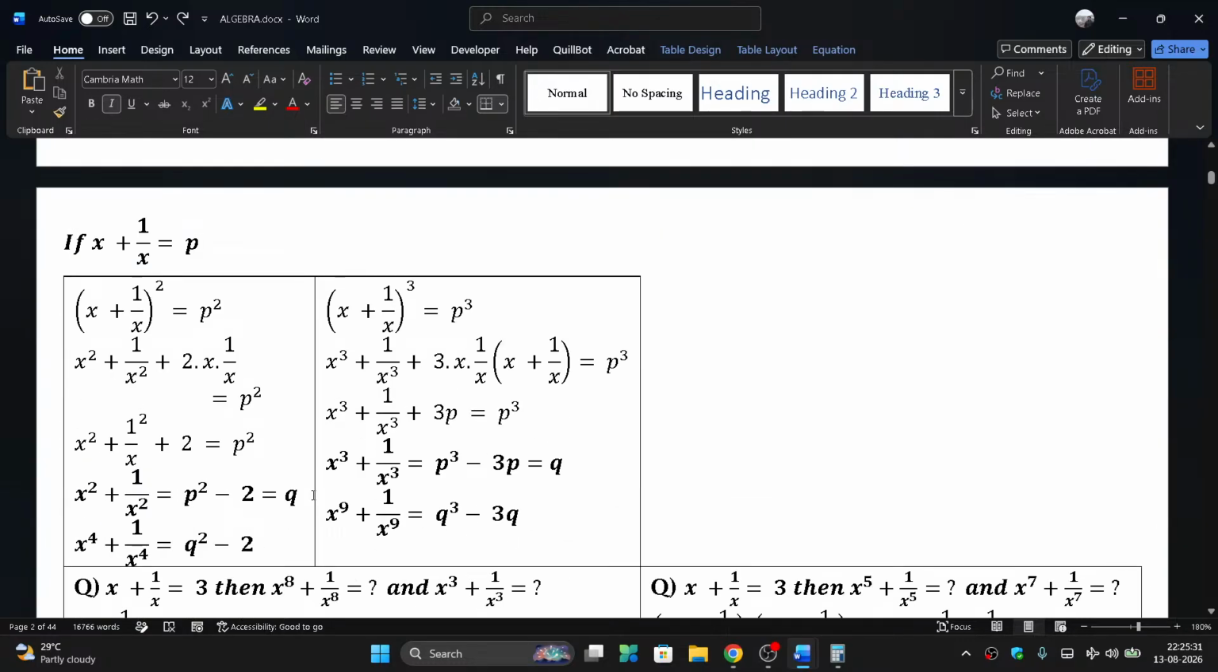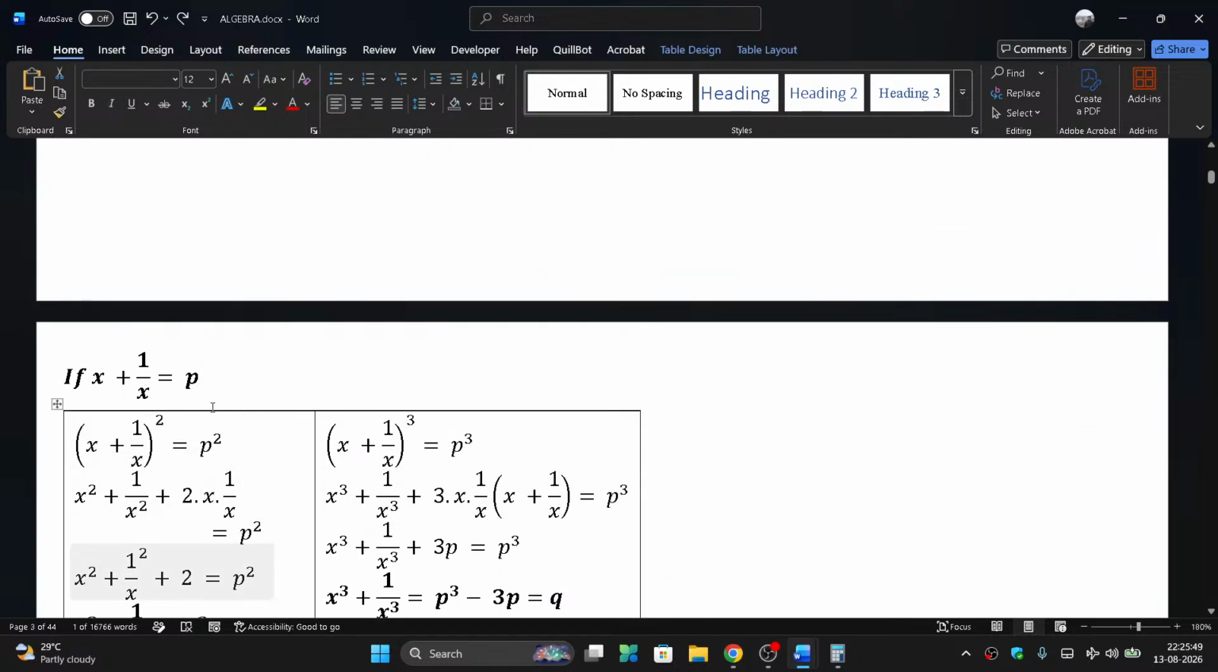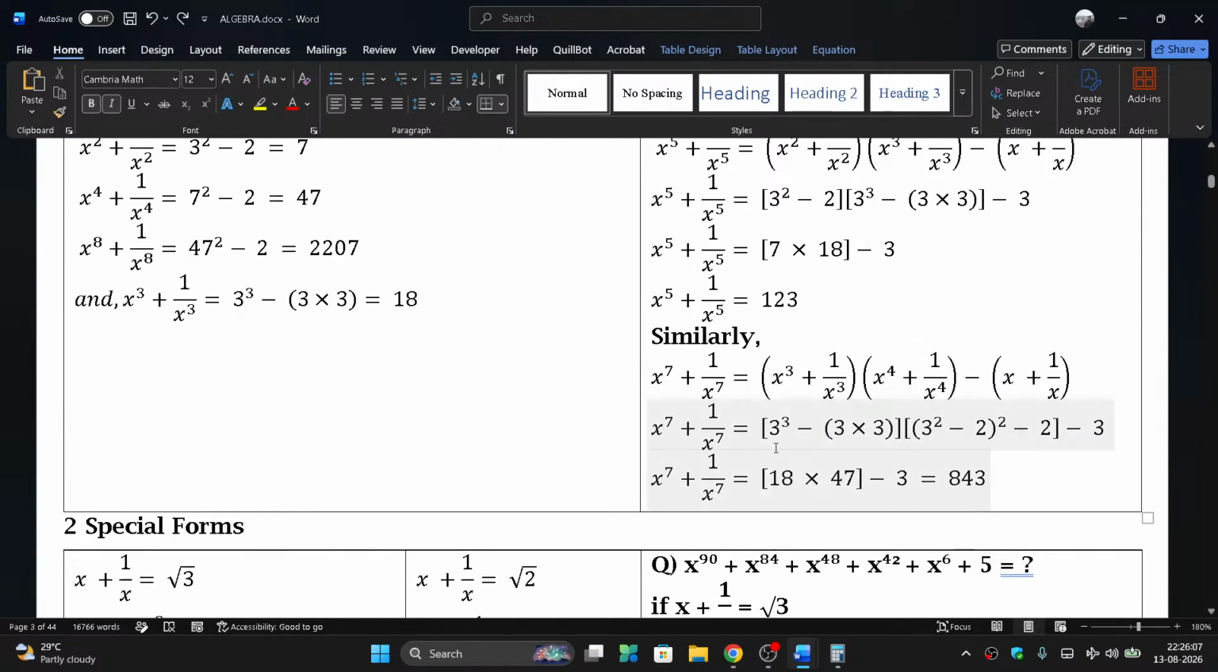Now we should go for the next thing, that is, here are some expressions like this: x plus 1 by x equals p, and we have to solve some questions with this in the given portion of the questions. Like, here it is given x plus 1 by x equals 3, then find the value of this and this. We have to solve all these things.